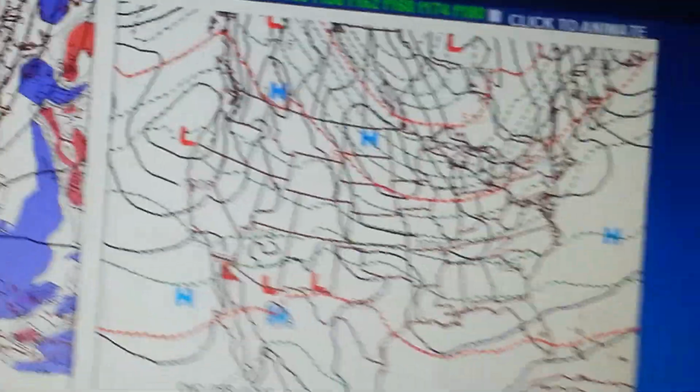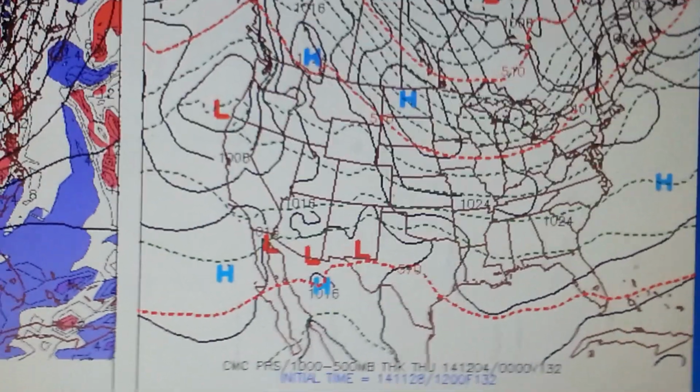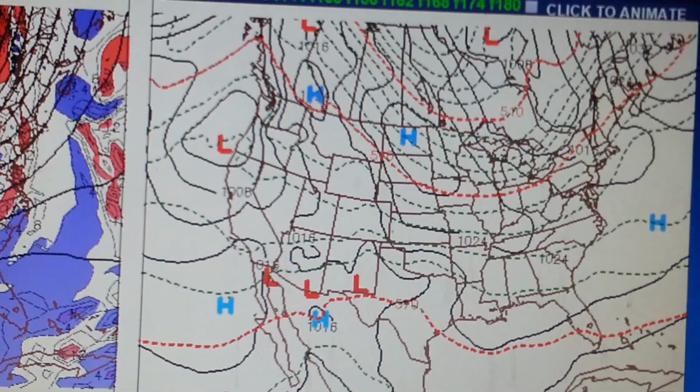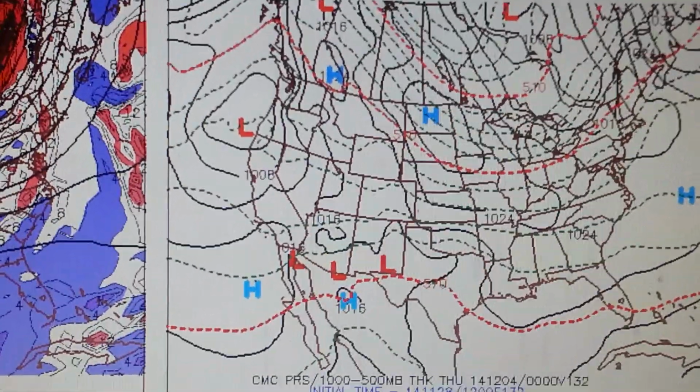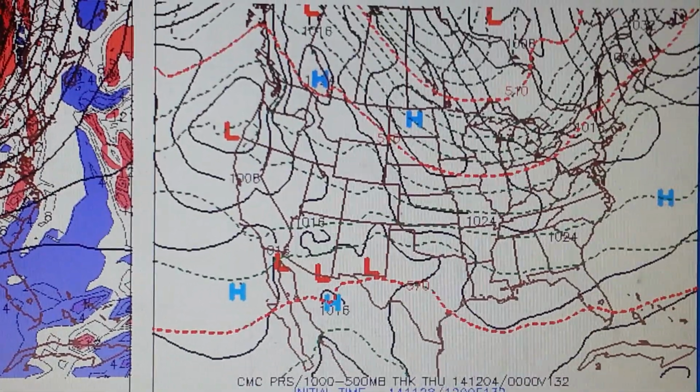Because you have that departing area of high pressure that brought us the cold air on Tuesday that moves out Tuesday night. So we start to warm up on the other side of the high pressure. And with the warm front later Tuesday night into Wednesday, we're going to have rain.